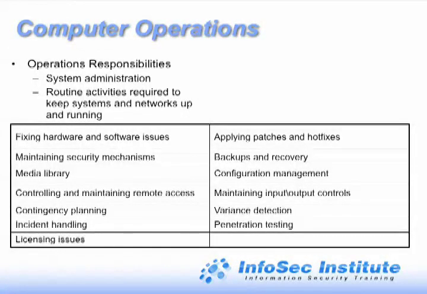Okay, computer operations. Basically, we're going to go through system administration, the routine activities required to keep systems and networks up and running. Within this, you're looking at fixing hardware and software issues. Again, that's going to be if a CPU goes out or something overheats. I've seen a lot of instances where, for example, if a fan goes out, then servers start to fail because they start to overheat, especially depending on the environment that you're in.